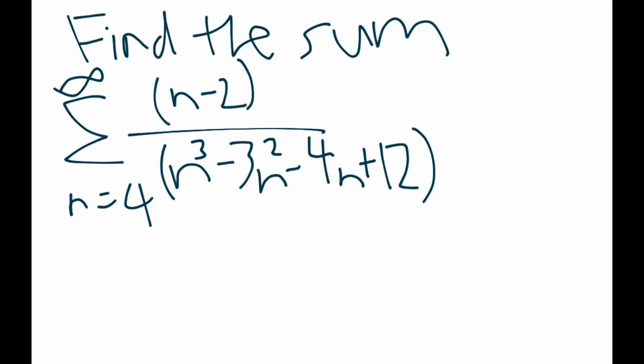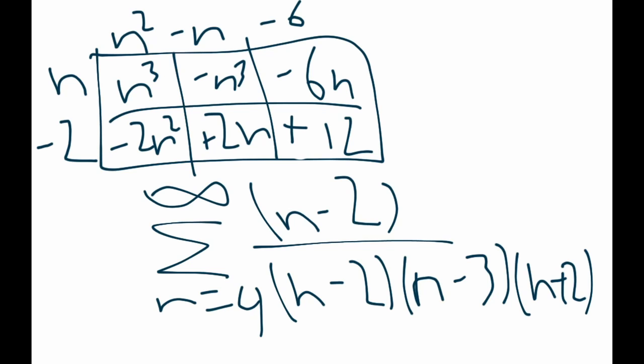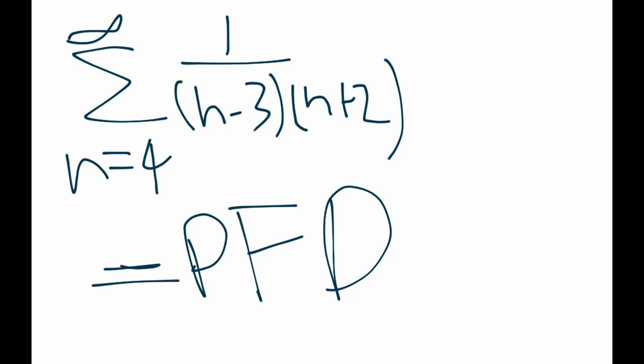Find the sum of the series sigma from n equals 4 to infinity of n minus 2 over n cubed minus 3n squared minus 4n plus 12. To find the sum of this series, we're going to have to cancel out terms from the numerator and denominator to see if this is a telescoping series. To do that, I'm going to use the box method, and I find out that it does work, and n minus 2 is in both the denominator and numerator. So you end up with the series of the sigma from n equals 4 to infinity of 1 over n minus 3 times n plus 2.